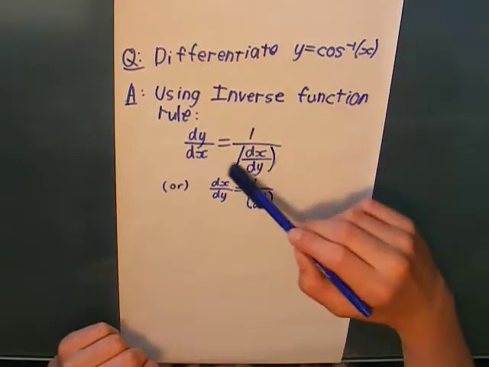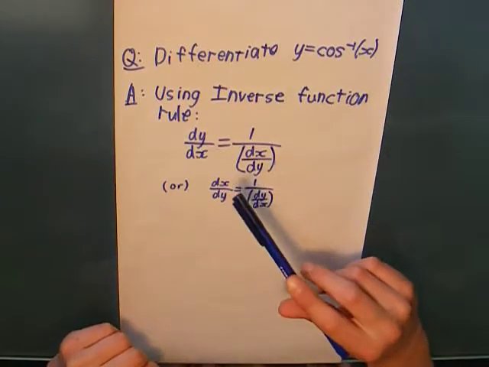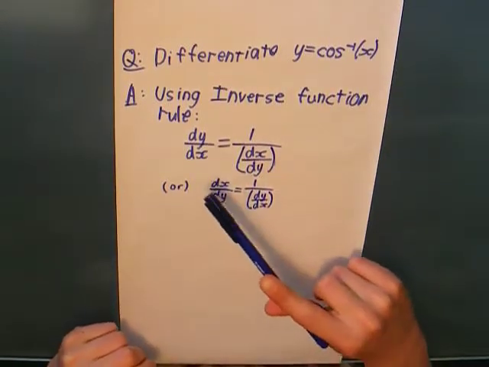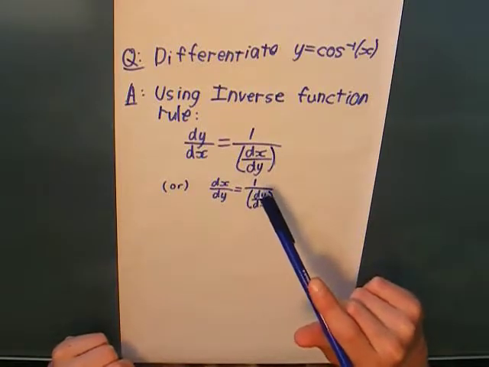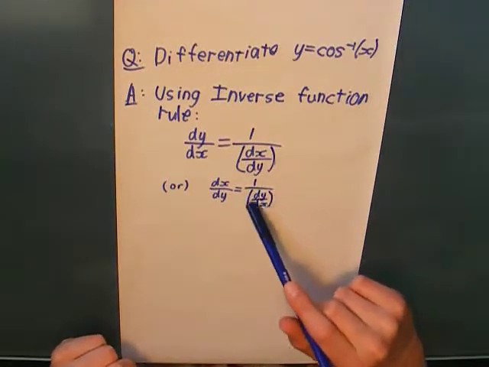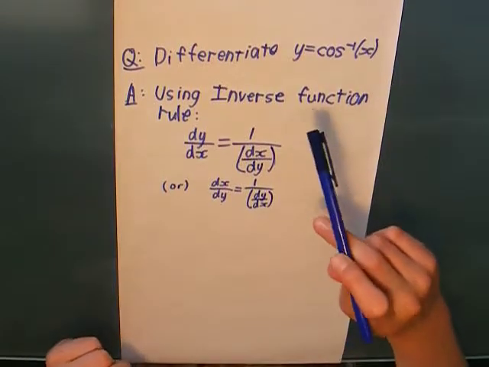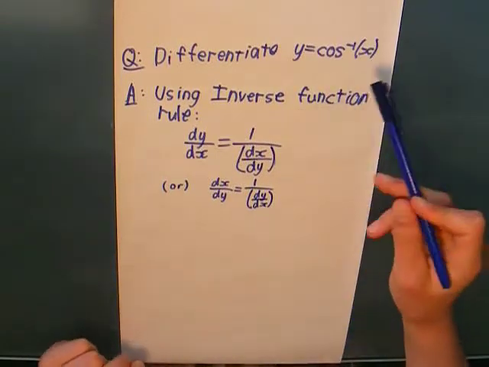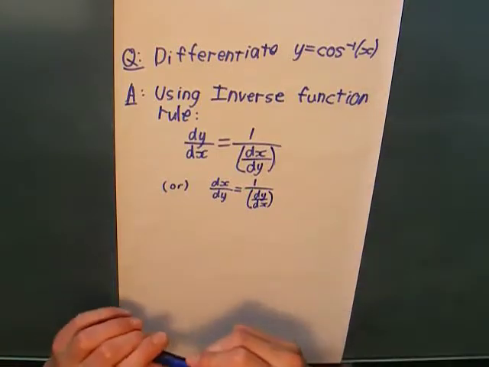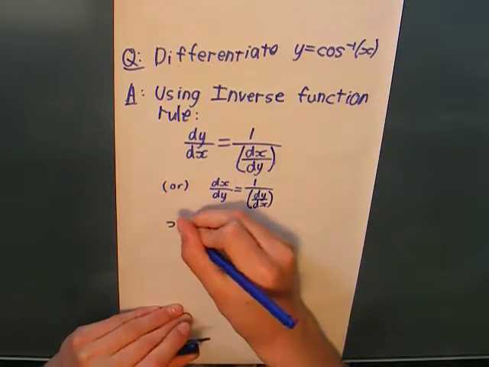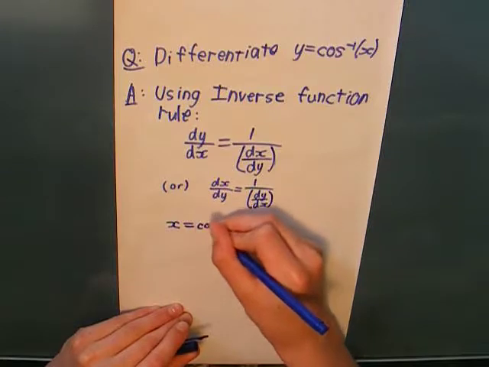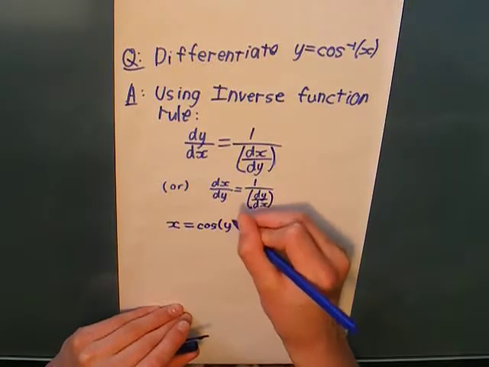So I've written down the inverse function rule here, which in one of its forms says dy over dx equals 1 over dx over dy, which can be written the other way around like this. So I've got a y and an x here. Now the key first step is to rearrange this so you've got x in terms of y. So I have x equals cos y.